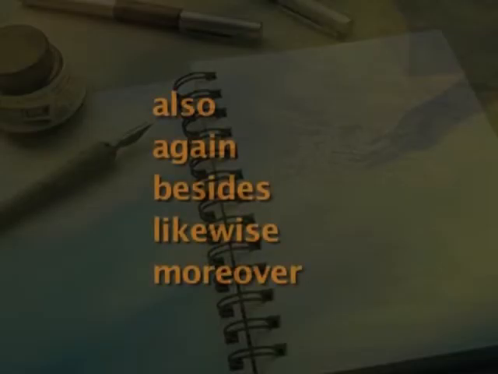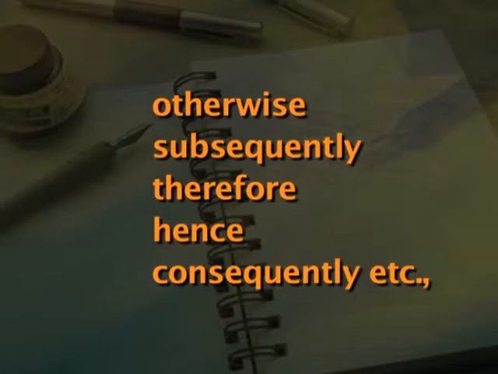Let us now look at some of the words called linking words, which also are called interlockers, hooks, or transitionals. Some of the words which are very often used in jumbled paragraphs are also, again, besides, likewise, moreover, otherwise, subsequently, therefore, hence, and consequently. I have taken 10 examples for you to understand better what these words are, their meanings, and their usage. Now let us go through each word and its usage.